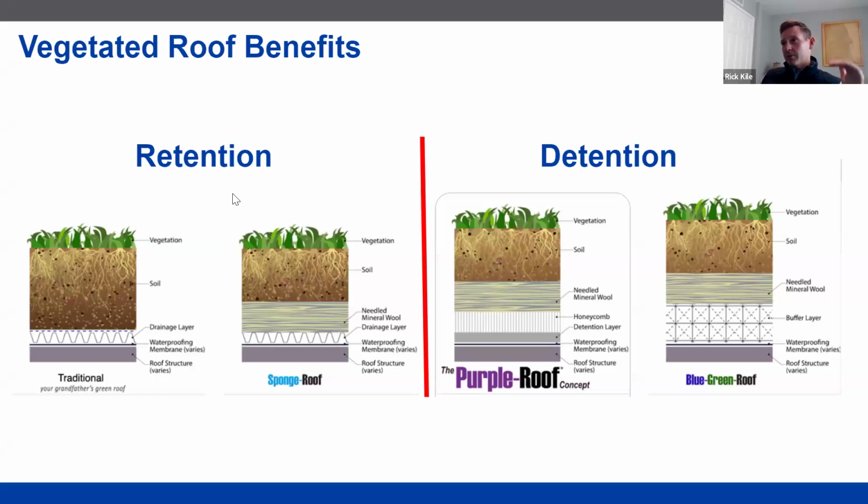gonna manage. So you're retaining water within the depth of the media profile, and you're retaining water in the drainage and retention component. Or, if we've added a layer of mineral wool or another retention layer, like a retention fleece, you're managing water in that and in the media profile. But that's it. There's no detention to be released slowly off of the roof. We need to integrate other components to do so. One of those is purple roof, other are blue-green roof concepts.